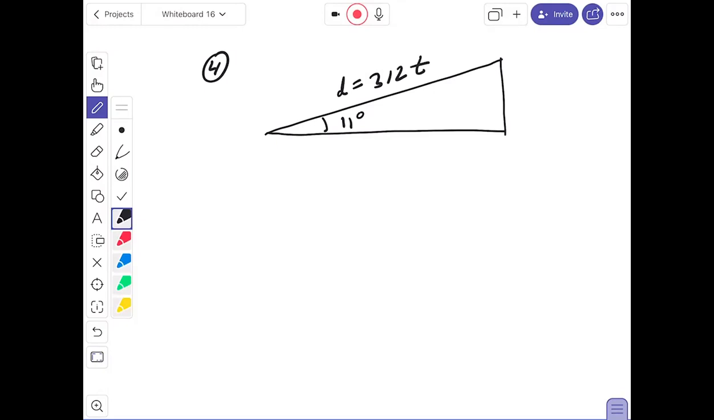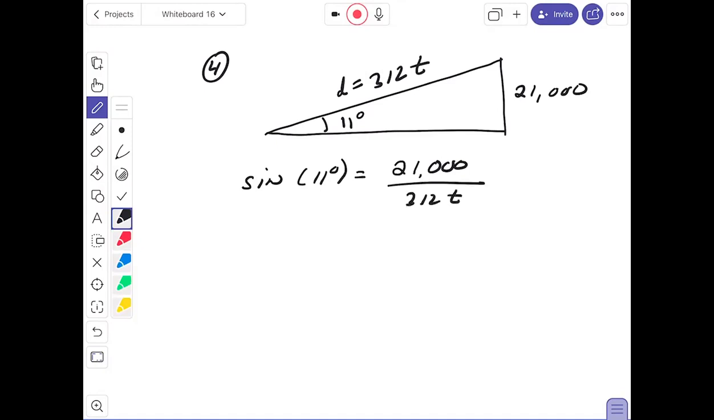All right. So what does it say? When an airplane leaves a runway, its angle of climb is 11 degrees and its airspeed is 312 feet per second. How long will it take for the plane to climb to 21,000 feet? Well, what function am I going to use? The sine function. The sine of 11 degrees is equal to opposite, which is 21,000 over 312t. Again, I need to solve for t.